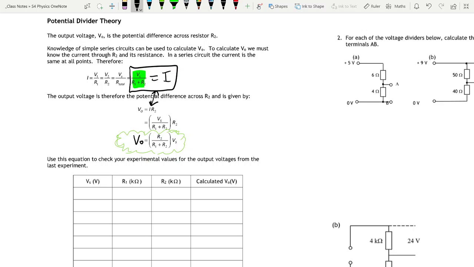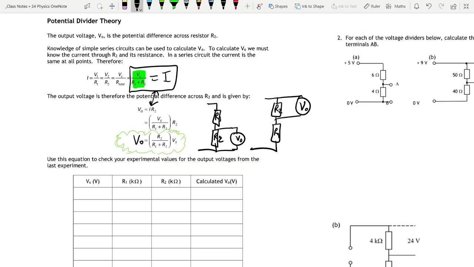Now, just to point out that R2 is always the resistance that you're measuring the voltage out across. So, for example, here, if we've got R1 and R2, that's your V out there. But if you were measuring the V out across the top one, then that one would be R2 and that one would be R1. So R2 is always the one that you're measuring the V out across.